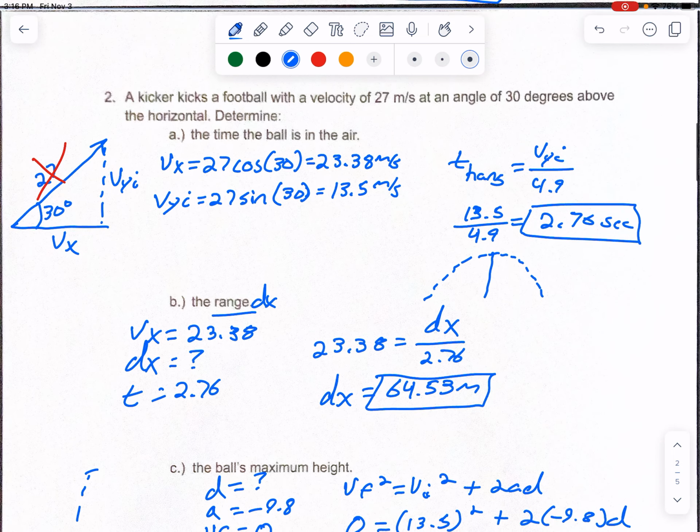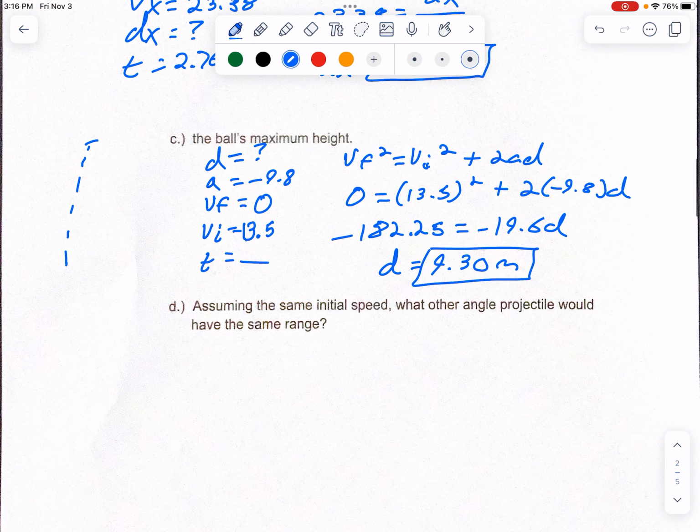Our angle that we have here is 30 degrees. So 30 plus blank gives me 90 degrees. So that means if I had launched it at 60 degrees, it would land in the same spot. So it would kind of look like this.